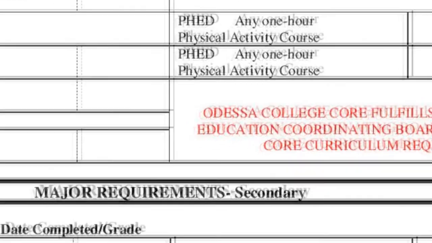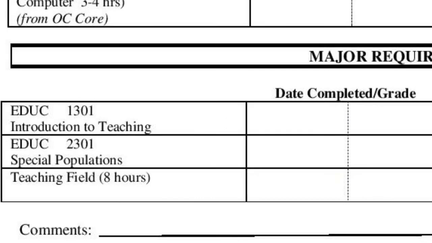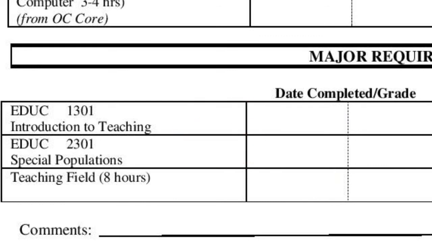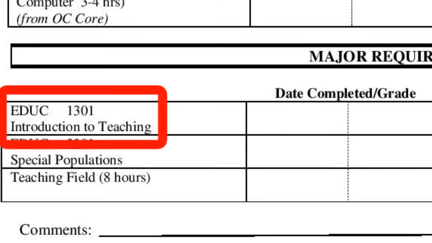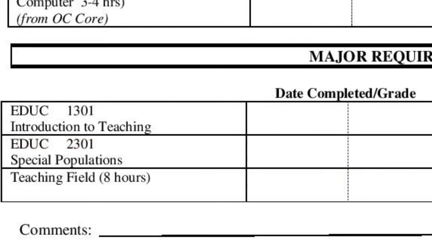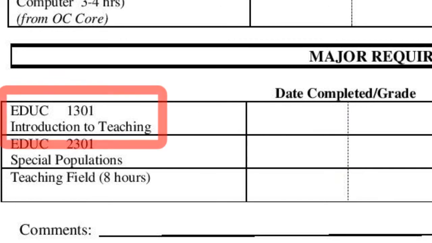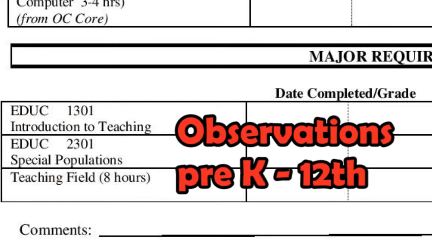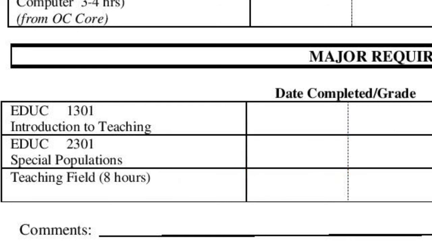Now let us look at the AAT major requirements. You will notice there are 2 education classes. When you're planning your schedule, make sure to sign up for the Education 1301 Introduction to Teaching class the first semester you are at Odessa College. This will help to ensure your success in the field of teaching. Both the Education 1301 class and the Education 2301 class require observation hours in pre-K through 12th grade setting.